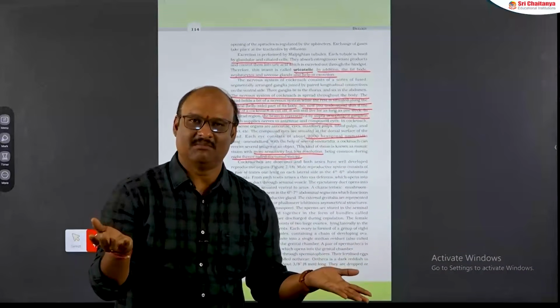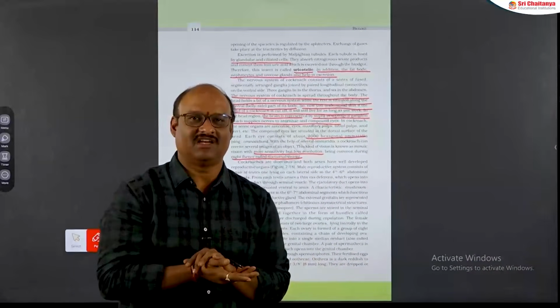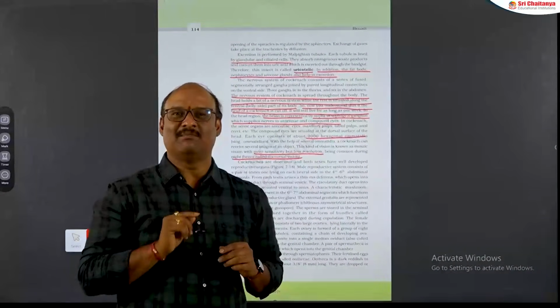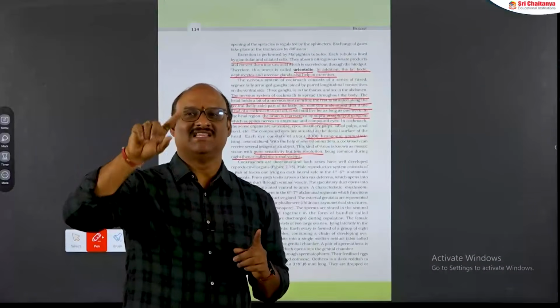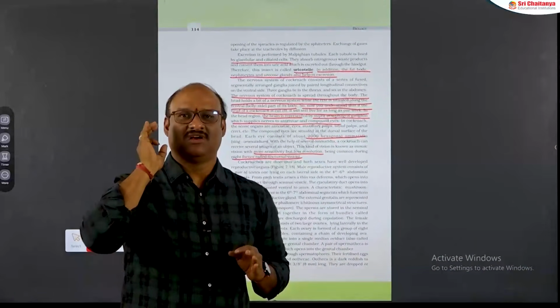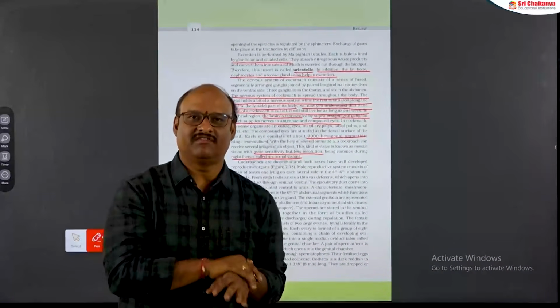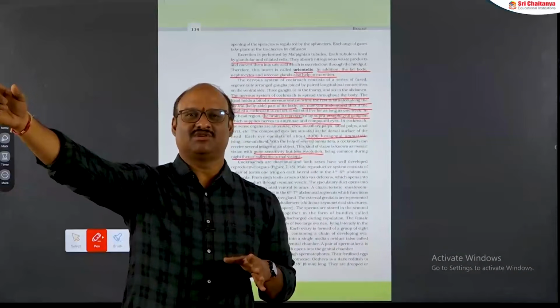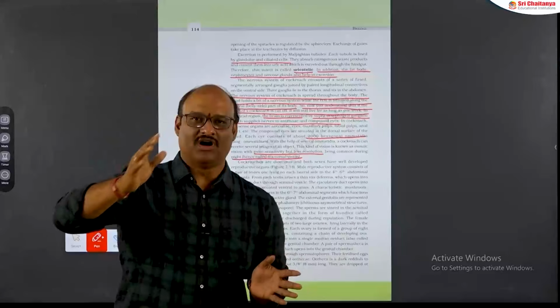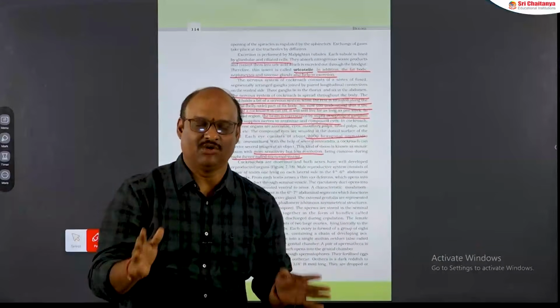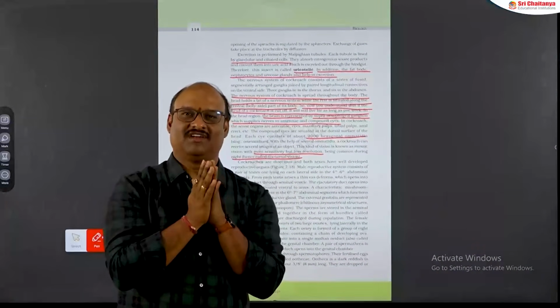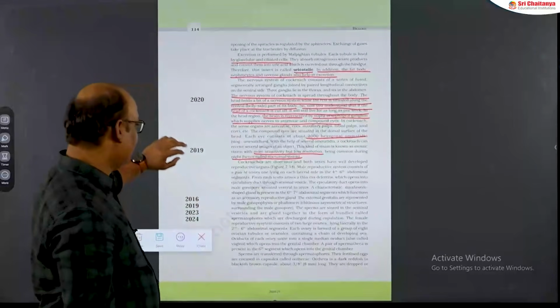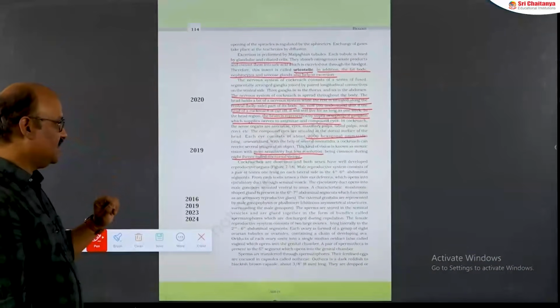You just remember MS Dhoni, your favorite cricketer. MS, what is MS? M is more, S is sensitivity. So whenever you get a question based on the ommatidia of the cockroach, just think of our favorite captain MS Dhoni. M is more, S is sensitivity, only for recognition, only for your remembrance. Thank you. There was a question on this in 2019.